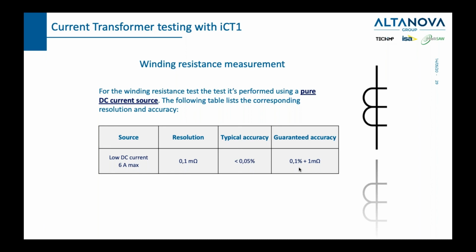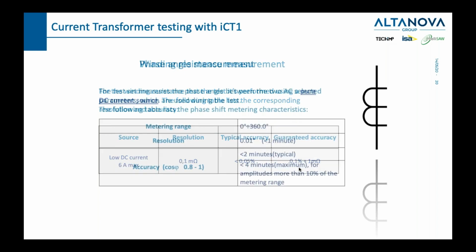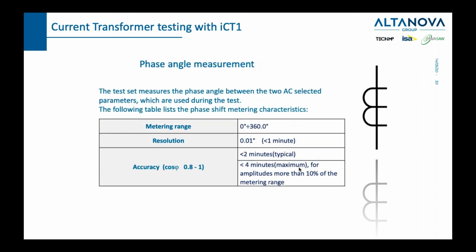Let us close this section about accuracy with phase angle measurement. Of course, there are two values in AC, and the angle between them needs to be measured. The metering range is between 0 and 360 degrees with a resolution of 0.01 degree. Accuracy is typically less than 2 minutes and guaranteed 4 minutes. So this is really very, very high accuracy.